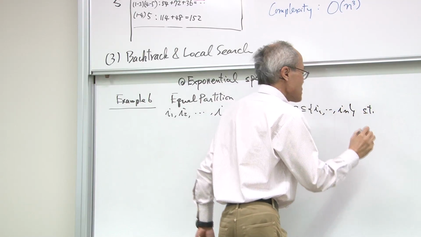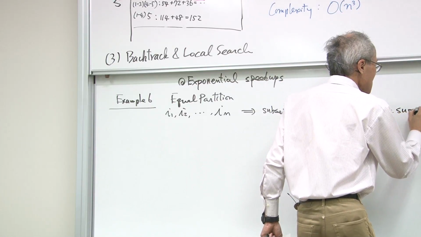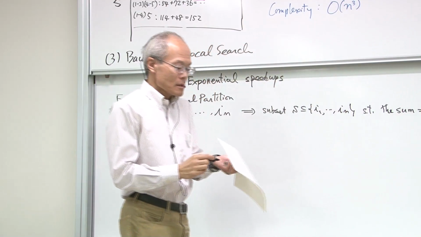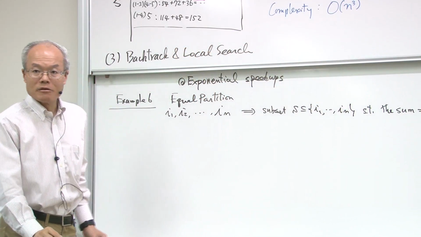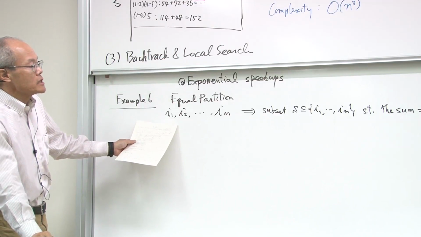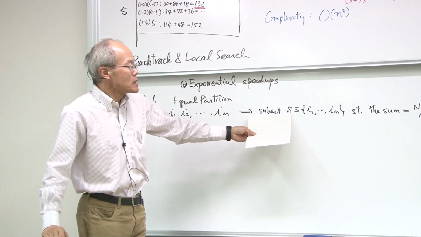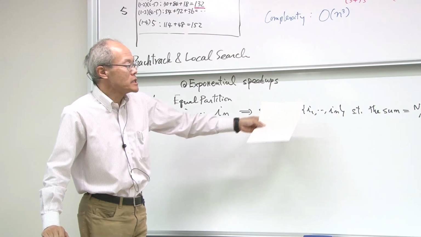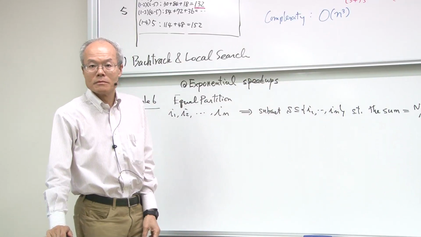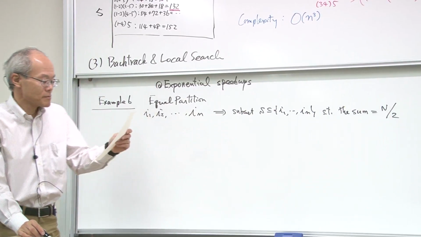Such that the sum is equal to n over 2. Do you remember this problem? We are given n numbers, and we want to find the subset S such that the sum of this subset is exactly 1/2 of the total sum. Right? So this is the equal partition problem.